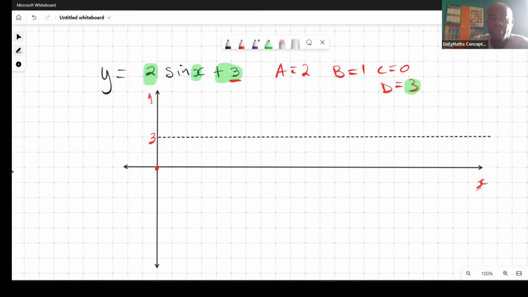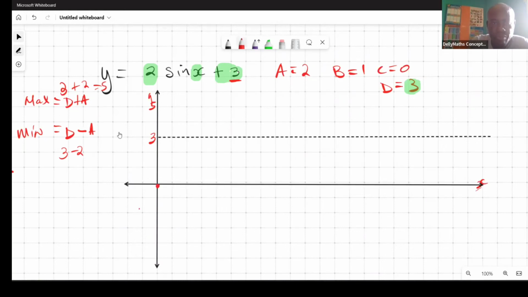Now, from here, I'll go up to 5 because my maximum is equal to my D plus my A, and my minimum is equal to my D minus my A. So in other words, 3 plus 2 will give us 5 for my max, and 3 minus 2 will give me a 1 for my minimum. So if this is 0, this is where my 1 is.